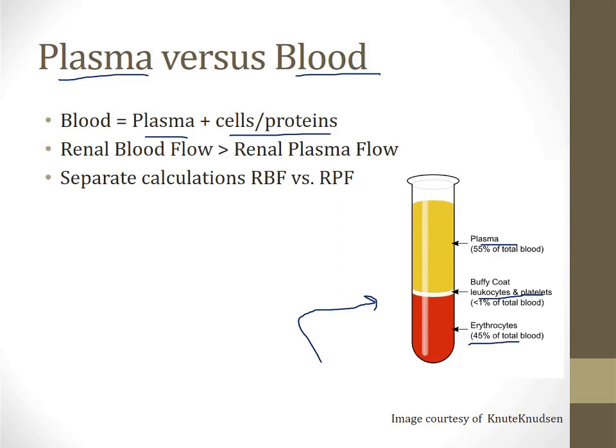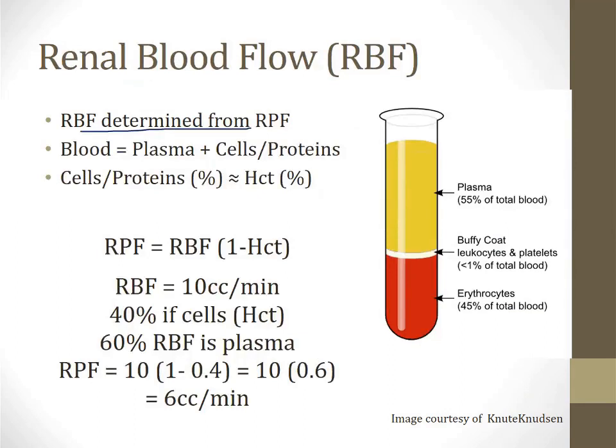For this reason, the renal blood flow is greater than the renal plasma flow, and there are separate calculations to convert a renal plasma flow, like we determined with PAH, into a renal blood flow that includes the flow of the red blood cells. The way that renal blood flow is determined from renal plasma flow is by using the hematocrit. Blood, as I told you on the last slide, is plasma plus cells and proteins, and the percentage of blood that is cells and proteins is roughly equal to the hematocrit. And the hematocrit is an easily obtainable number in clinical practice.